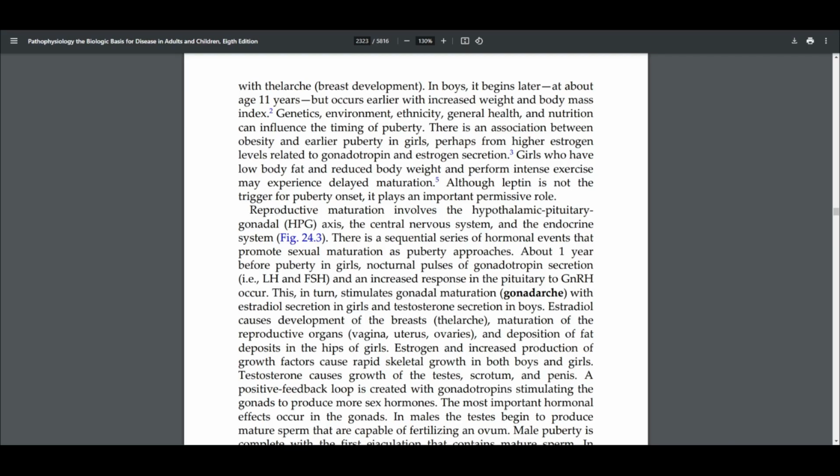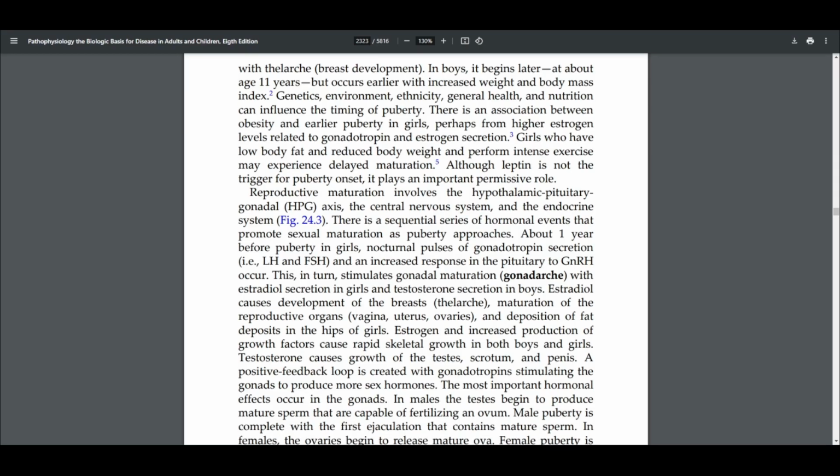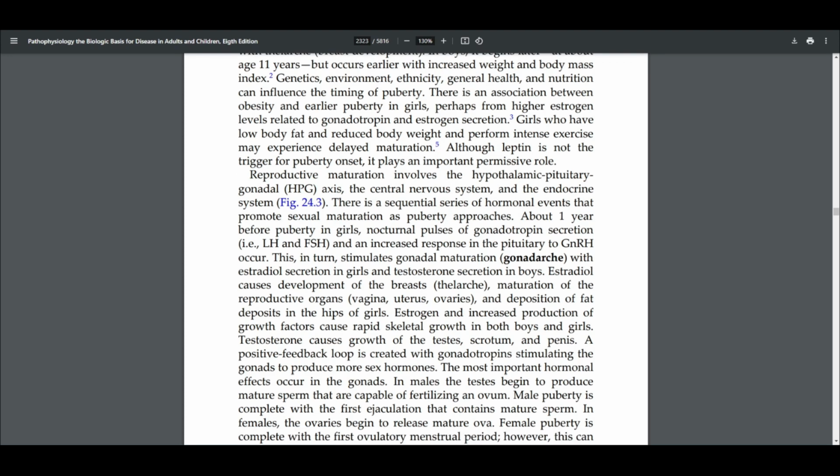There is an association between obesity and early puberty in girls, perhaps from higher estrogen levels related to gonadotropin and estrogen secretion. Girls who have low body fat and reduced body weight and perform intense exercise may experience delayed maturation. Although leptin is not the trigger for puberty onset, it plays an important permissive role.